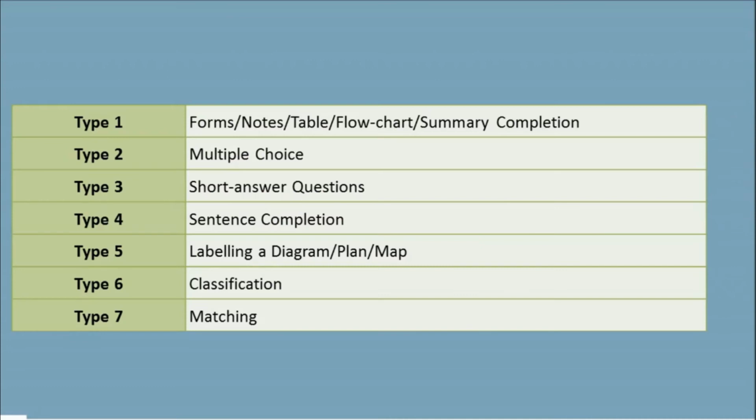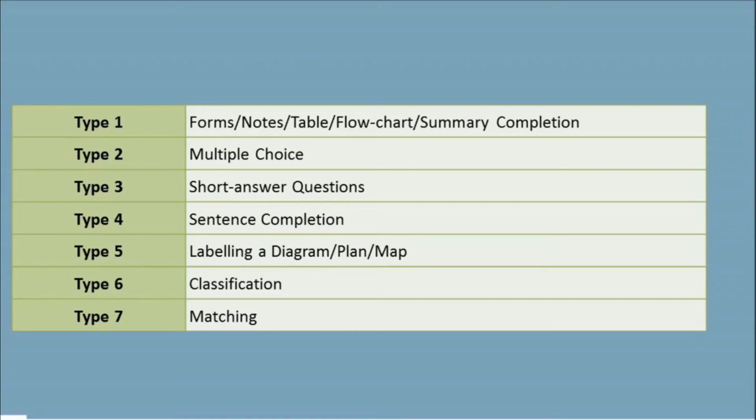A variety of task types is used in IELTS listening, with each of them more suitable for testing particular language skills. The 7 principal task types are: Type 1, forms, notes, table, flowchart, or summary completion. Type 2, multiple choice questions. Type 3, short answer questions. Type 4, sentence completion. Type 5, labeling a diagram, plan, or map. Type 6, classification. And type 7, matching.